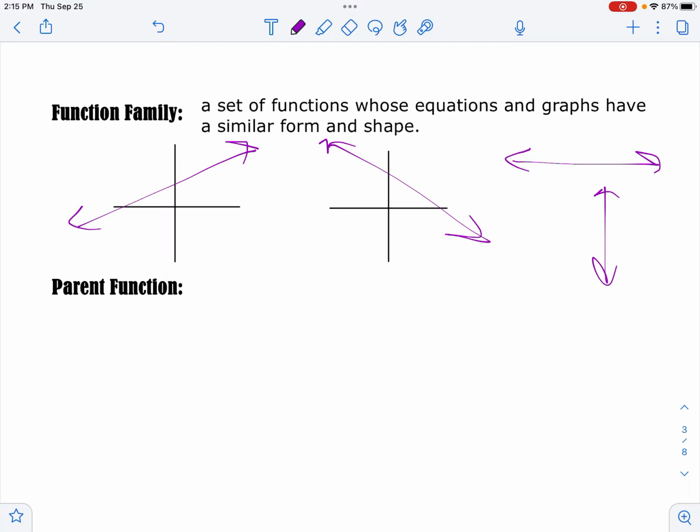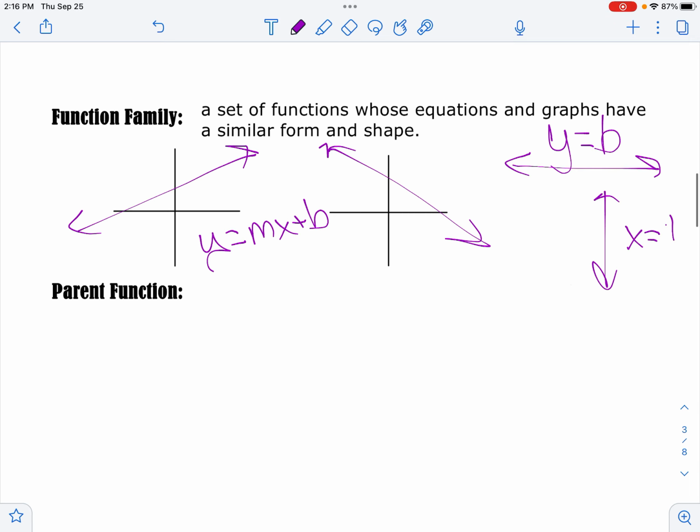And their equations also look similar. Most of these have an equation like y equals mx plus b. This is like y equals b. A vertical line is x equals some number. So, but generally speaking, they're pretty similar. Okay, so those are called function families.